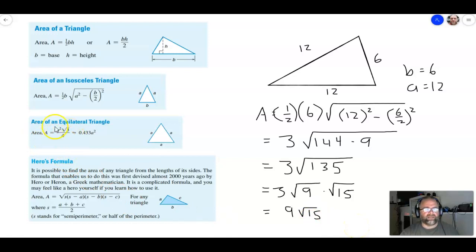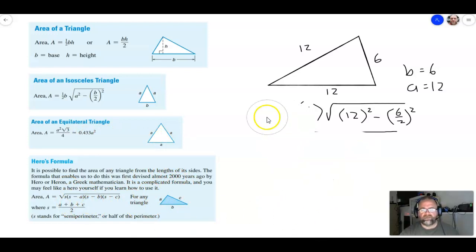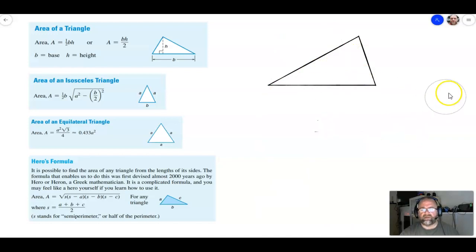Heron's formula, the equilateral triangle formula just means if all the sides are the same, you can use this formula here. This is an approximation. That means it'll give you a pretty close, usually out to the third decimal place, approximate area. And then Heron's formula. That's the one that I think most students have trouble with. So let's go ahead and take a look at that one.